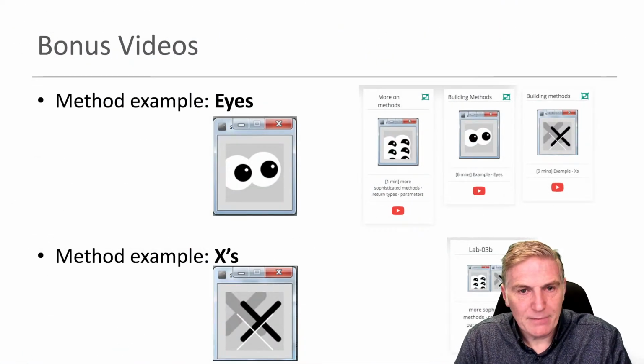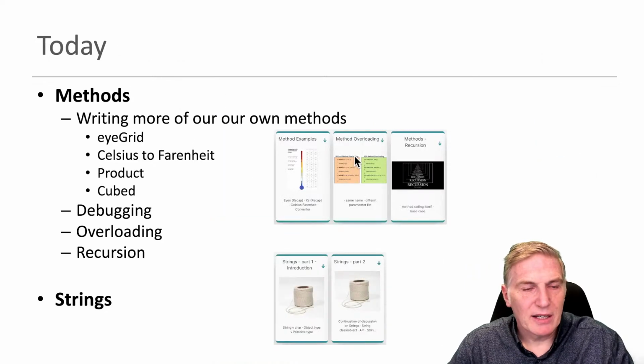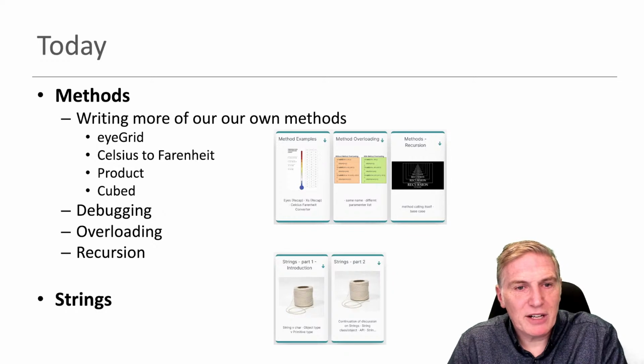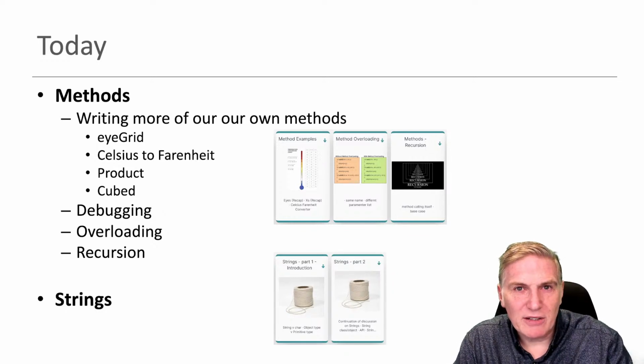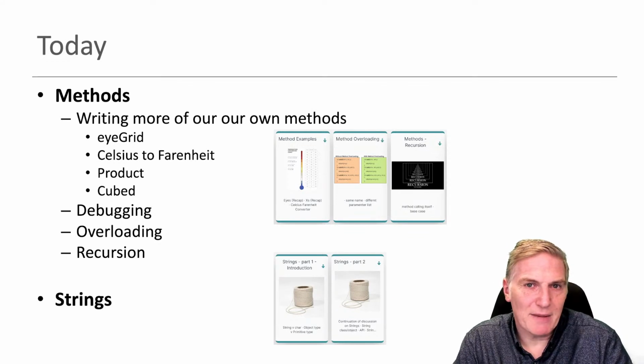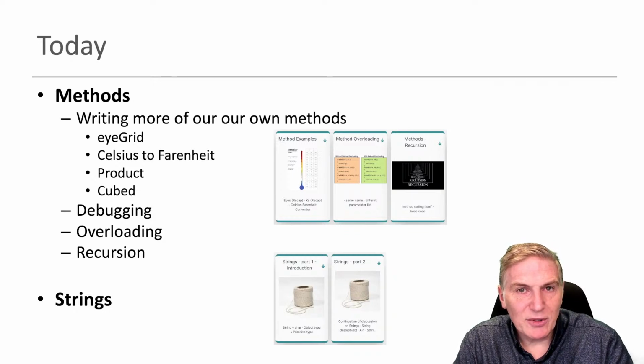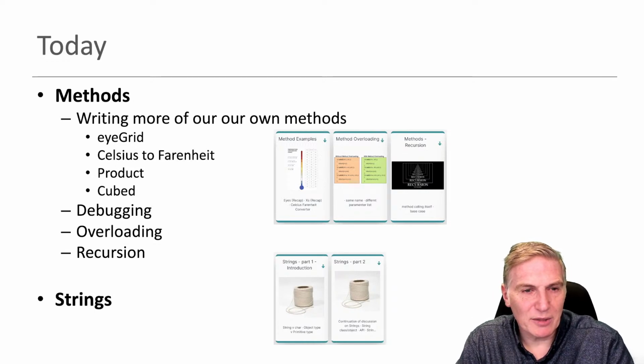Okay, so on to today's class. Today we're looking at methods, writing more of our own ones. I'm going to take one you're familiar with, which is the eye, and we're going to create a grid of eyes. We're going to look at converting from Celsius to Fahrenheit. Once you know a formula, how can you use it in a method to return an answer? And some more examples of returning a value, because that's the one that's been causing the most trouble when I look at the questions on Slack. So calculating the product of numbers, and calculating the cube of a number. We'll take a look at those methods.